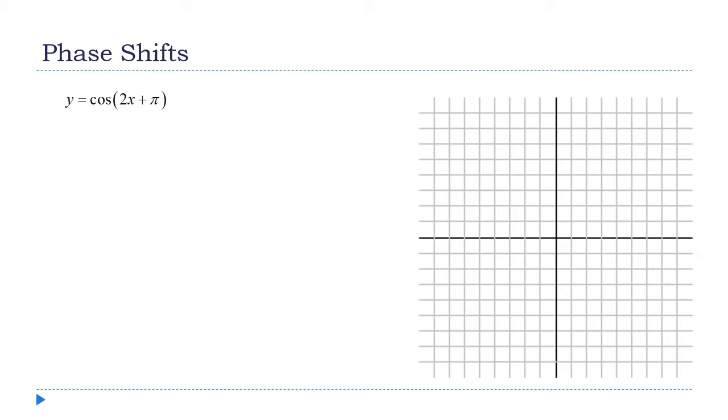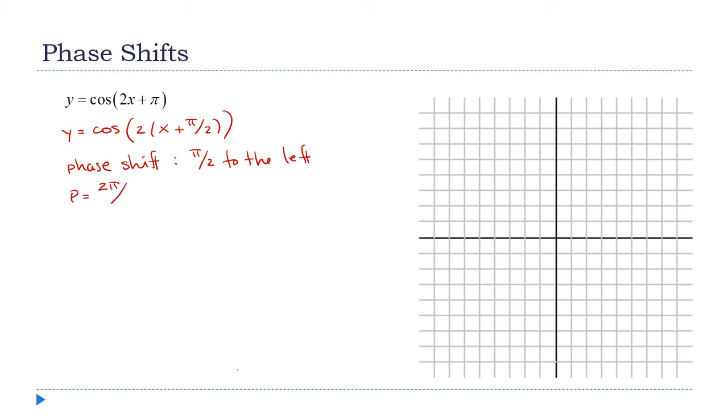But I can fix this easily enough. I'm just going to factor out a 2. So this becomes y equals cosine of 2 times (x plus pi over 2). All right, now this I can graph, right? But we're starting to get more pieces here, so let's try to stay organized about this. This thing has a phase shift of pi over 2 to the left, and its period is 2 pi divided by 2, which is pi.